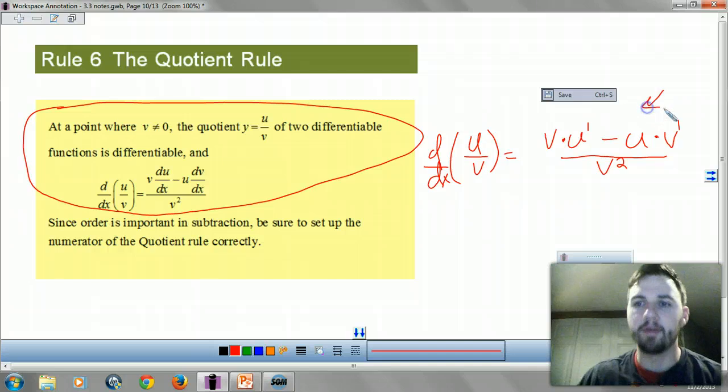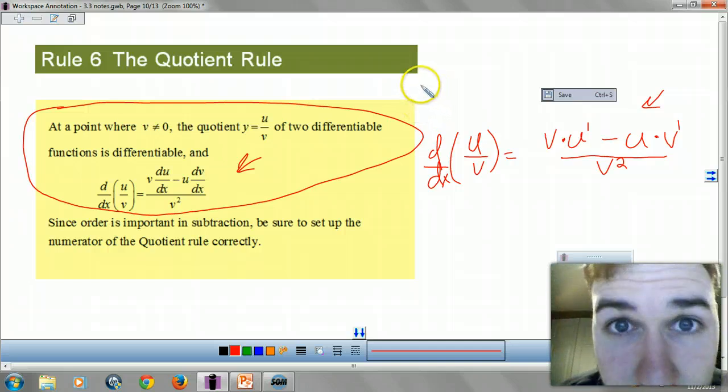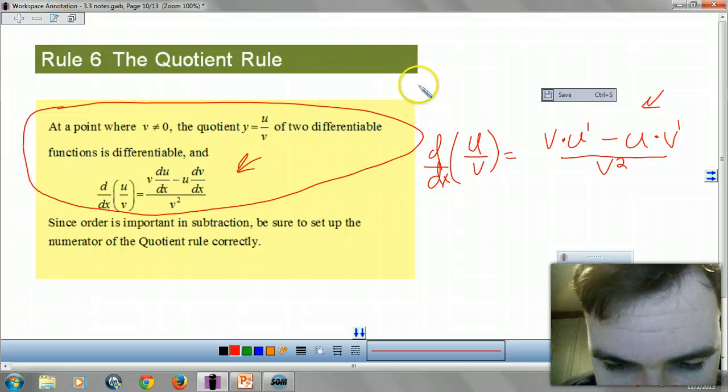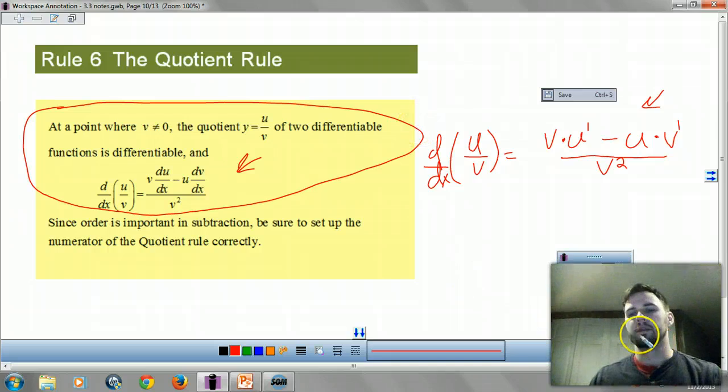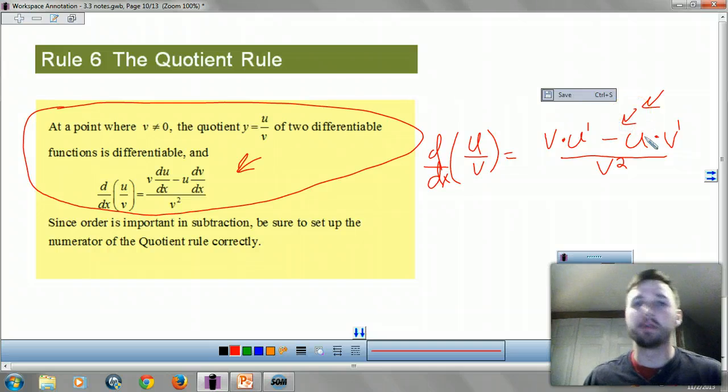This is the way I'm always going to write it. This is the book way, the way your book says it. They both say the exact same thing. Okay. Order matters on this one. It didn't matter before. That subtraction really throws a monkey wrench into things.